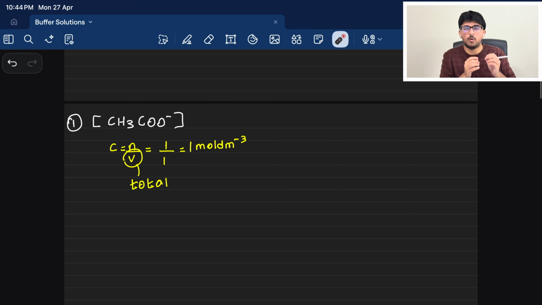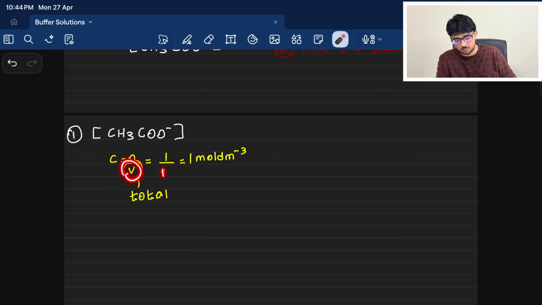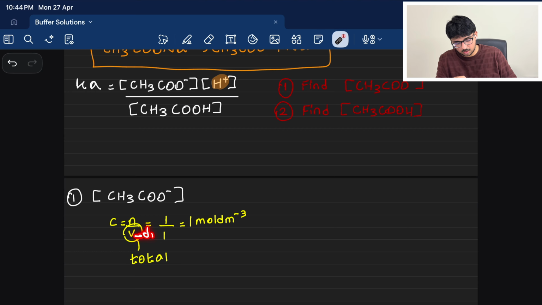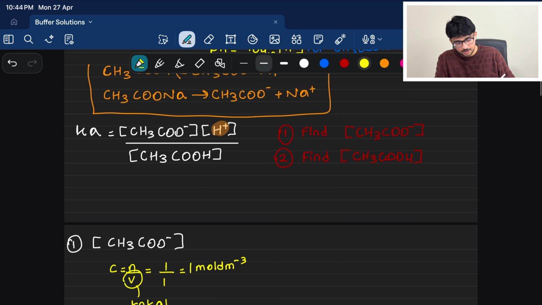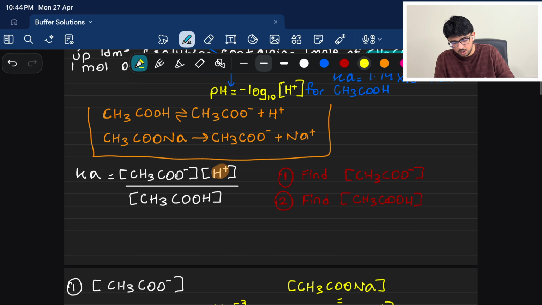So always remember, whenever you find out the concentration of any compound, the volume you use needs to be the total volume of the container. So the total volume of the container was 1 dm cube, which is why we used 1 here. The unit for this is decimeter cube, and the unit for this is mole, which is why this becomes mole per decimeter cube. So you have the concentration of sodium ethanoate. And remember, the salt's concentration is the same as the anion's concentration, which is the ethanoate ions. So goal number one is accomplished. This value is 1 mole per dm cubed.